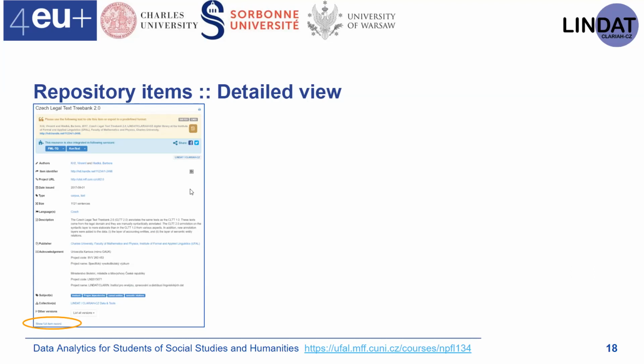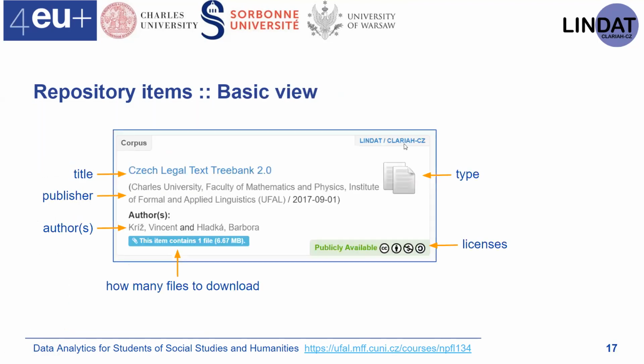I am afraid that you cannot read it well, but here is a screenshot of a detailed view. There is definitely the description, language of the data set, some acknowledgements, and so on. And with even one more click you can see complete information about the data set. All this information represents metadata about the data set Czech Legal Text Tree Bank.